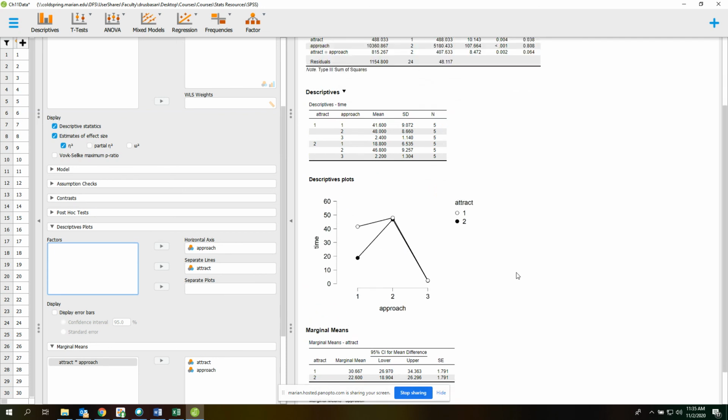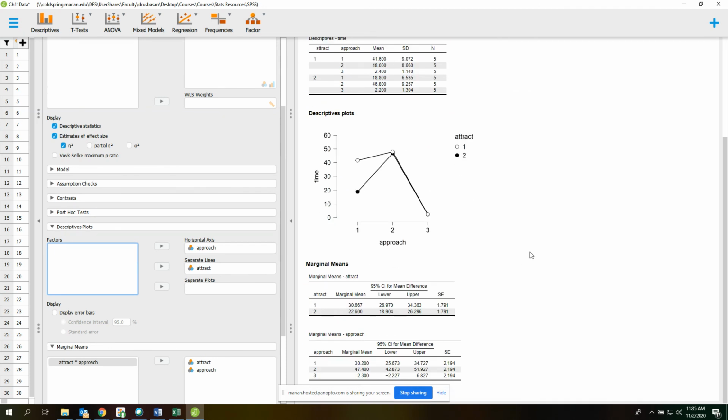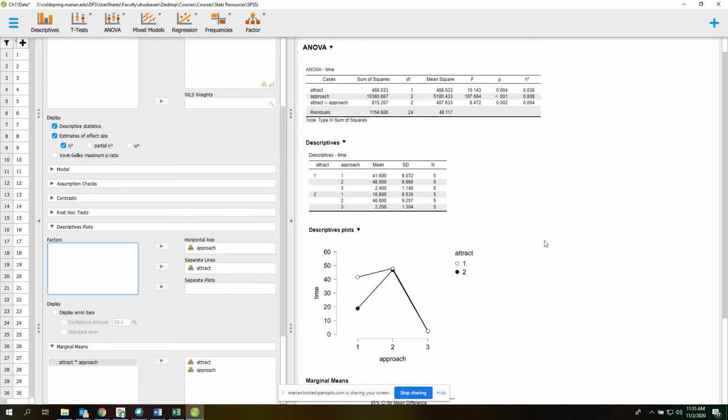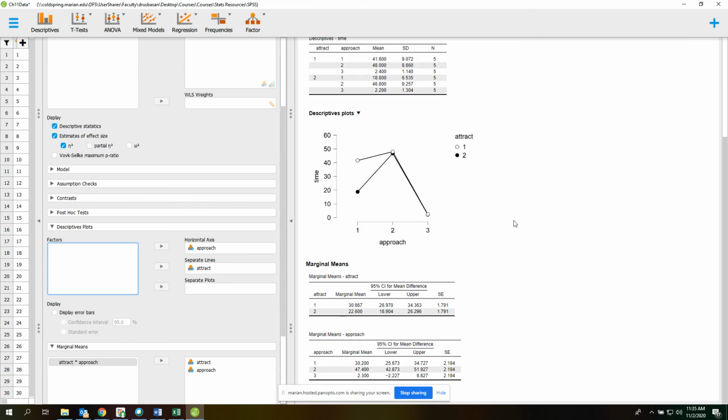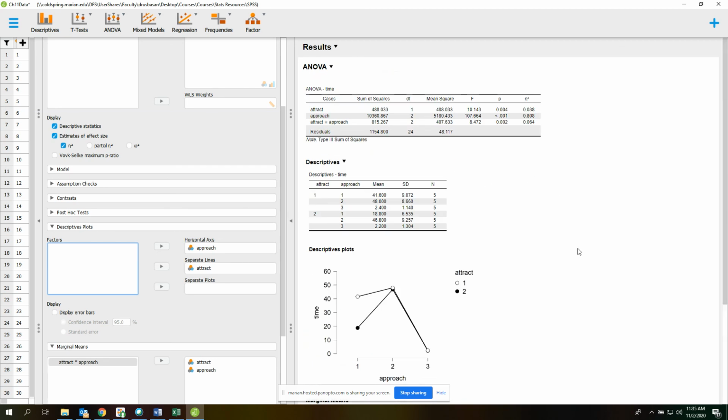So again, make sure you click on all these things, you print it out, but you have to write the interpretation. You have to put it into words. So make sure you use the setup. We're talking about attractive versus non-attractive people. We're talking about approach style. We're talking about how long people talk to each other. So use all of that in your interpretation of what all this data says.